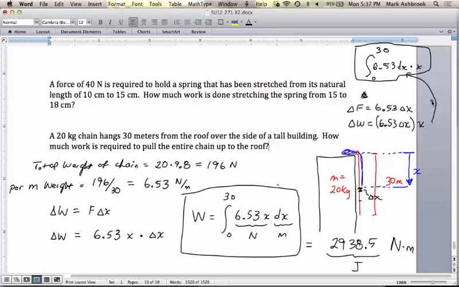Okay, so now the chain has a bucket on the end of it. And we're hauling sand up. Okay? And the sand is overflowing. We're losing sand as we go. Fun stuff. Okay, ready? So here we go.